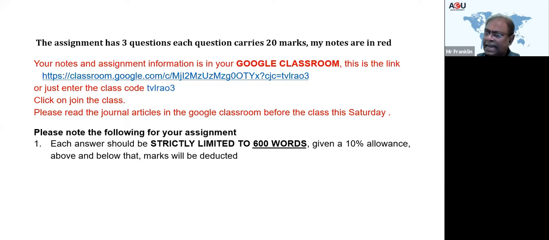If you are given a 10% allowance, it means you can go up to 660 or down to 540. But more than that or below that, marks will be deducted. So when you are writing, you need to keep to your words. Sometimes you need to modify the words. If it's too many words, you need to cut down and summarize it. You have to learn to summarize your words. That's very important. So keep it to 600 words.